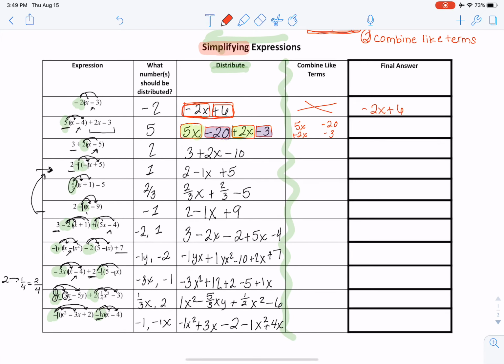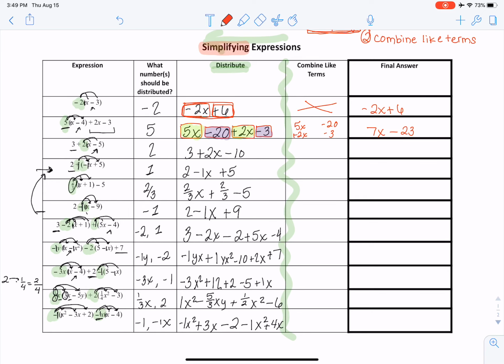5x plus 2x is equal to 7x because 5 and 2 is 7, and you just keep the x. Negative 20 and negative 3 combine to a larger negative 23 value. All right? When you have 2 numbers and they're both negative, they're the same sign, you add the numbers and keep the sign. All right? We're just getting a bigger negative.